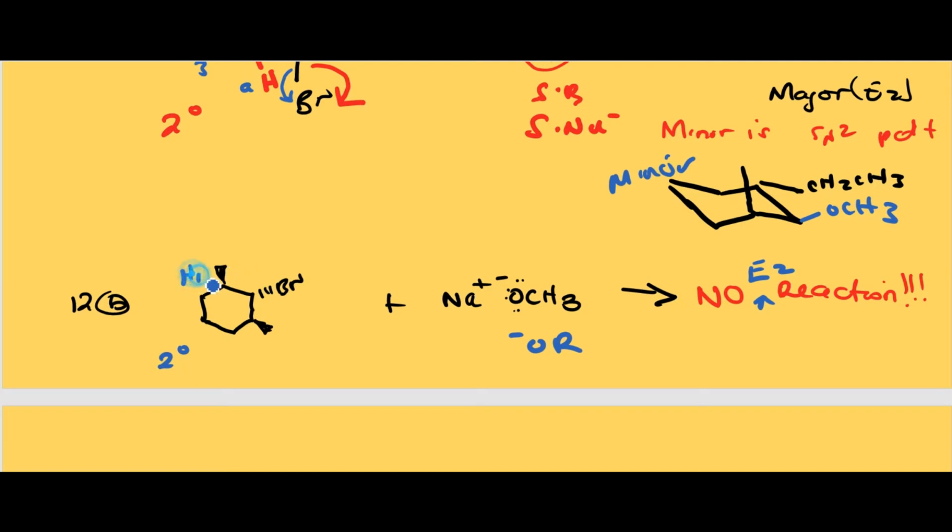But the problem is these beta hydrogens here are not 180 degrees apart compared to the leaving group. They have the same bond type, so you cannot abstract them. So instead, the only product that you're going to see is going to be SN2. It's going to be formed by SN2 because E2 competes with SN2 anyway, and this is a secondary substrate. It's not hindered like what you get in tertiary substrates. So the product is going to be this with no E2 reaction.